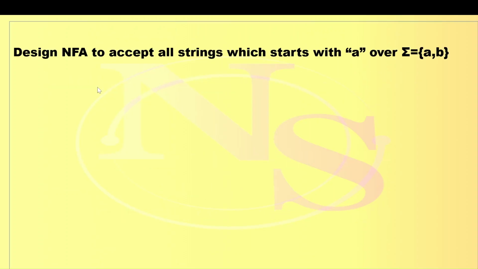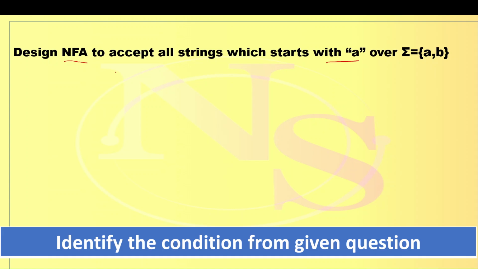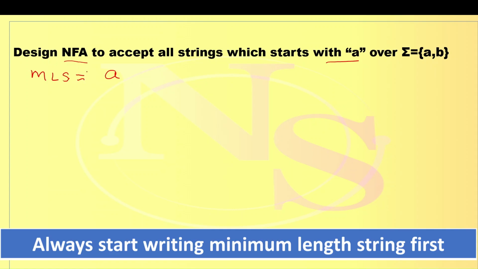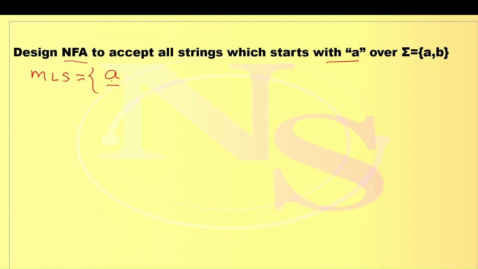Here the question is to design an NFA to accept all the strings which start with A. What's the condition here? The condition says that the string should start with A. So based on this condition we can write down the minimum length string. Here the first MLS is A, because it's starting with A.